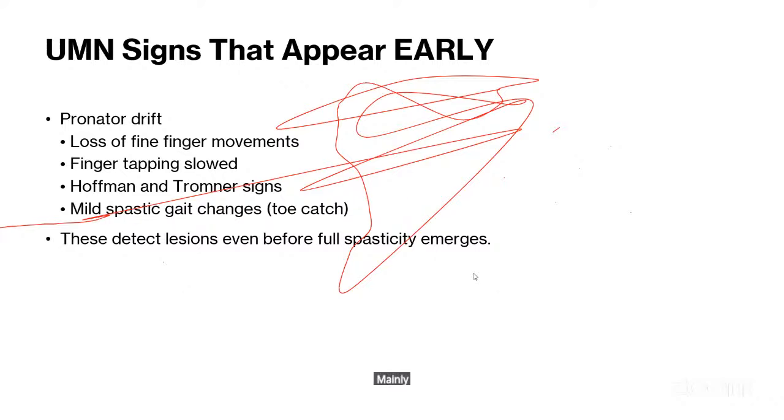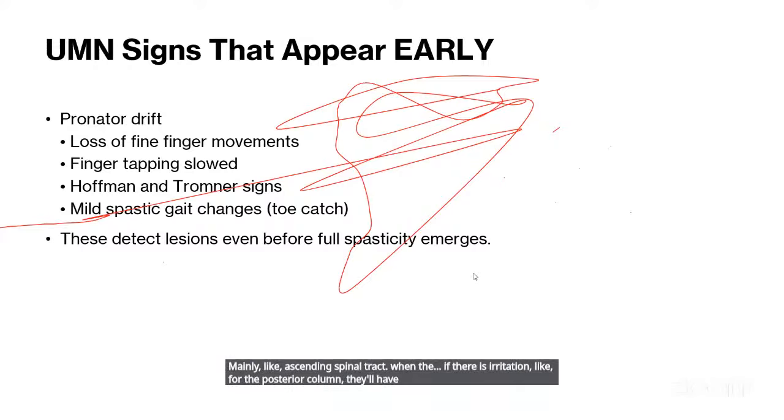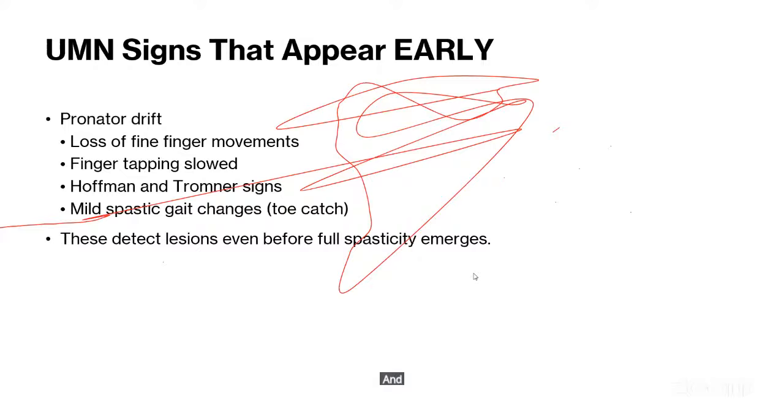It's mainly like this ascending spinal tract, when there is an irritation, like for the posterior column, they'll have this pain, ma'am. What else? What type is there? When will you say that? It's a deep, ill-localized pain, ma'am. It's not a dermatomal pain.